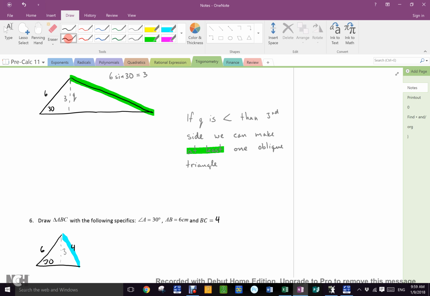Okay. Now, look at this, though. We know this to be 3. We know this to be 6. Could I not put a line down there? Because we know it's greater than 3, so it can't go straight down or it'll go past here, correct? We already know from this one that we can go this way. But notice this time, since this is only 4 and this is 6, it'll fit in that space, won't it? Everybody see what I'm saying? So we know that if it's greater than the third side, we can make at least 1. But this is where the ambiguous part comes in.